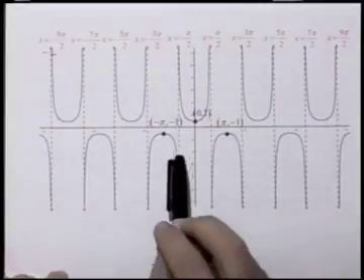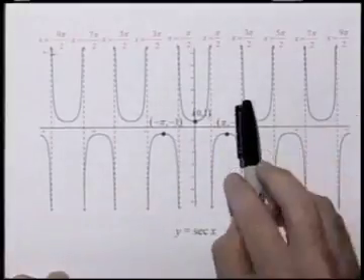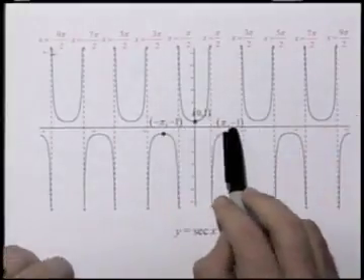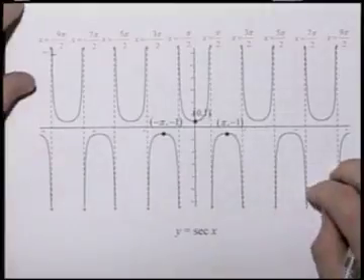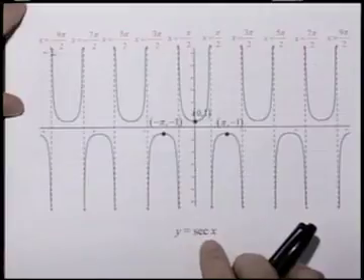So I have the secant function drawn with its vertical asymptotes labeled along with certain key points on the graph. We're going to start by graphing y equals secant of 1/2 x.